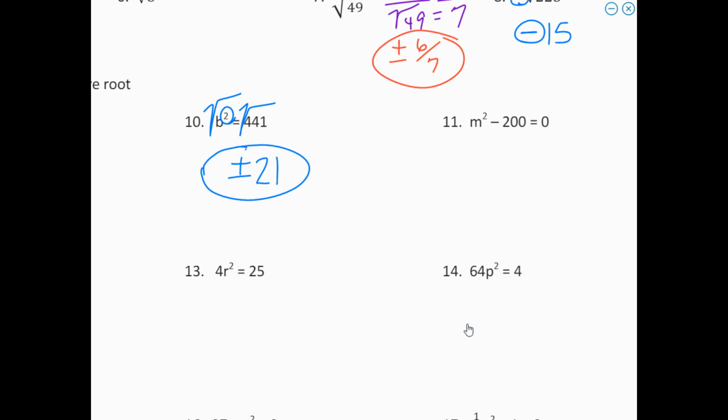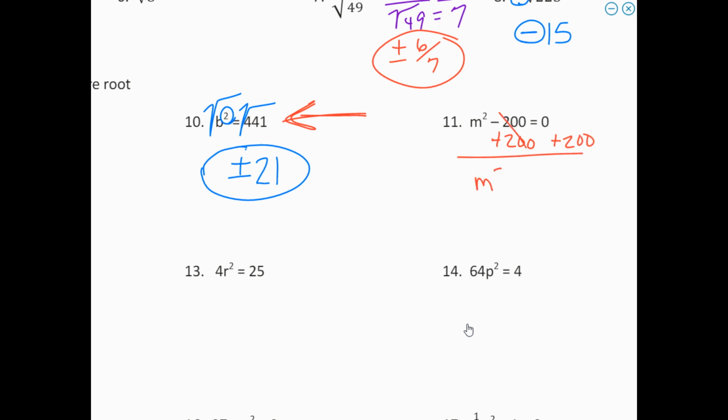Number 11. What's different about number 11? What do I need to do if I want to use the square root to simplify it? It's backwards. I need to make it look like this one, right? I need to get it all the way down to where it's just the square of something equals a number. So how do I do that? I've got to add 200 to both sides.